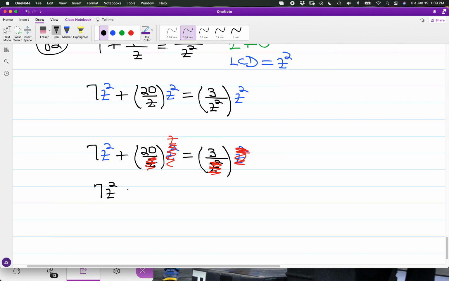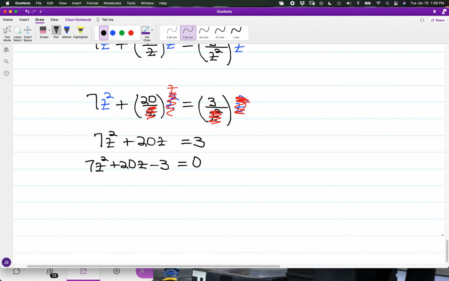So here we have 7z squared plus 20z is equal to 3. And if we express what we have in terms of a quadratic equation that is in standard form, we have 7z squared plus 20z minus 3 is equal to 0. And here, now if you can visually factor out, that's fine. And just on the side, factoring by grouping, okay.